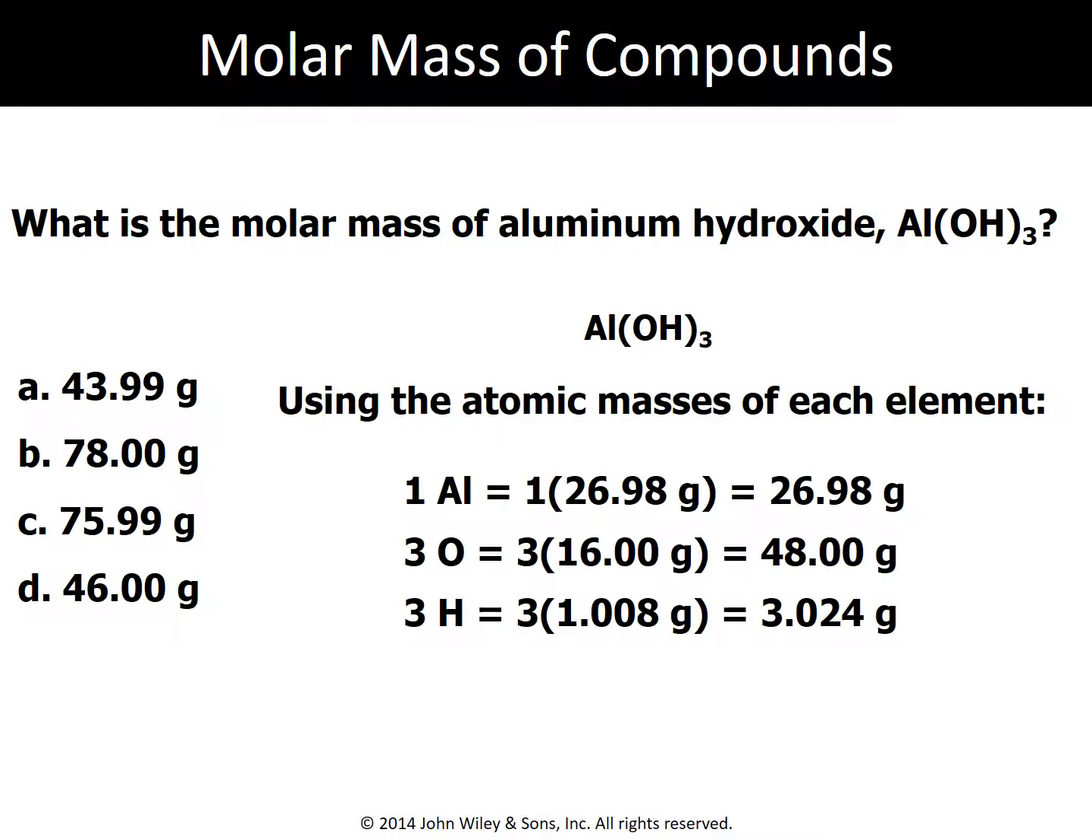Okay, so how would we set this one up? We get the masses from the periodic table. So one aluminum is 26.98 grams. 3 oxygens each are 16 multiplied together. 3 hydrogens are 1.008. We add all those up and consider significant figures, and we get 78 grams. So this answer is also B.